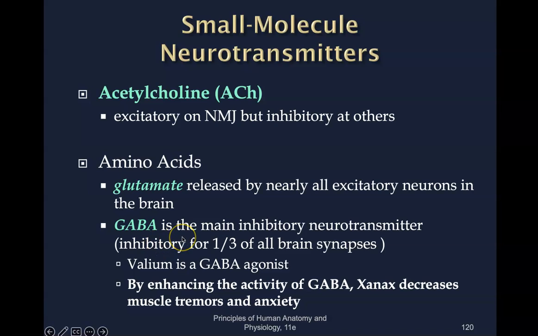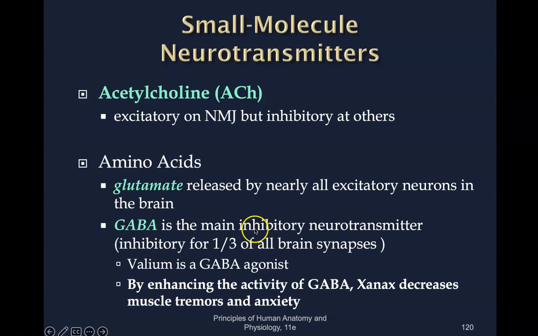GABA is going to be the main inhibitory neurotransmitter in the brain. And this is really important for inhibiting too much neurotransmission. So if you didn't have any GABA, or if you're not producing enough GABA, you can end up having seizures and things like that.